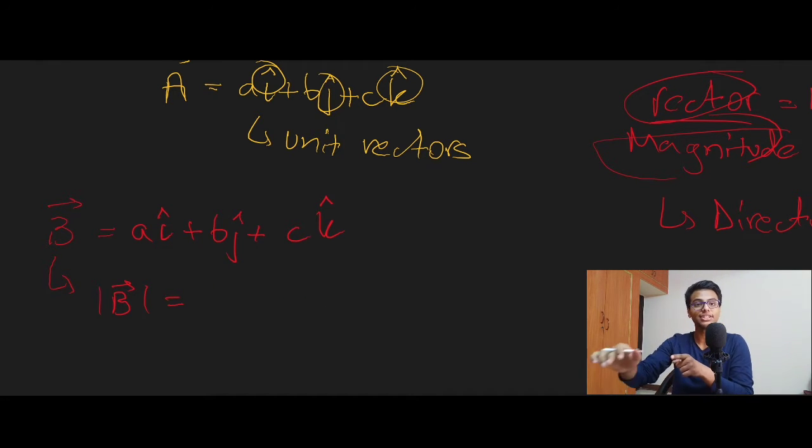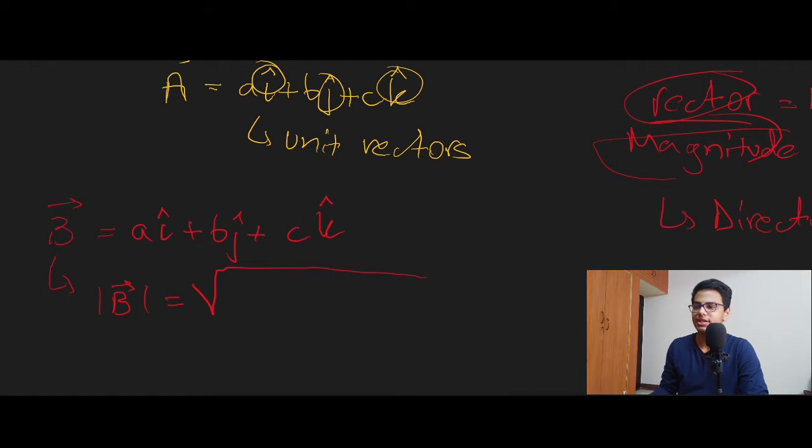But here I'm teaching you how to calculate the magnitude from the standard form of the vector. So to calculate the magnitude from the standard form of the vector, you just have to square each one of these components. So it's basically going to be under root a square plus b square plus c square. That's all. That's how you get the magnitude of the vector. We're going to understand this geometrically as well, but that is as we proceed. Once we learn components, we'll be able to understand this geometrically as well.